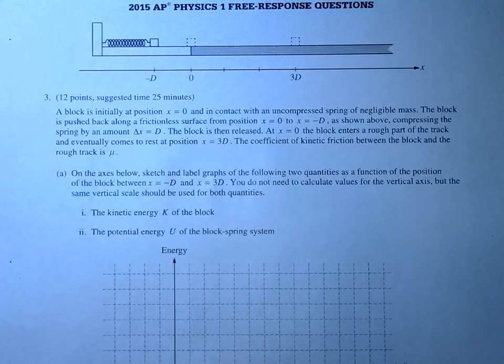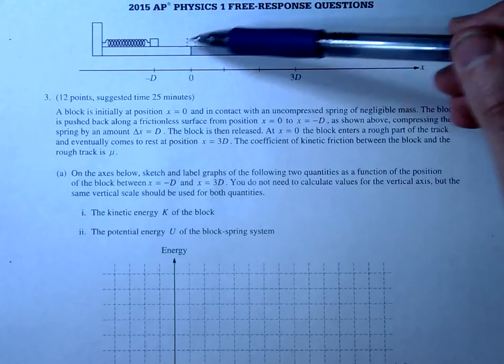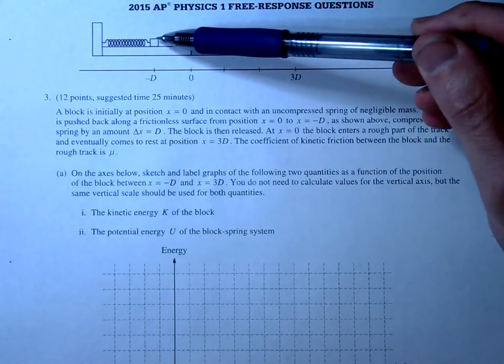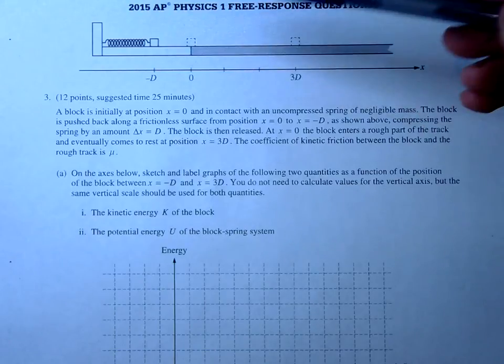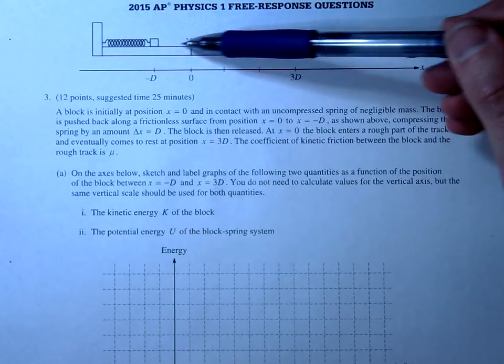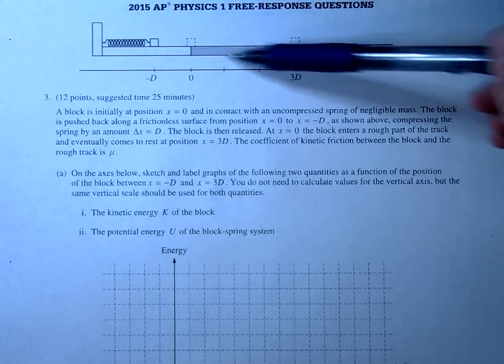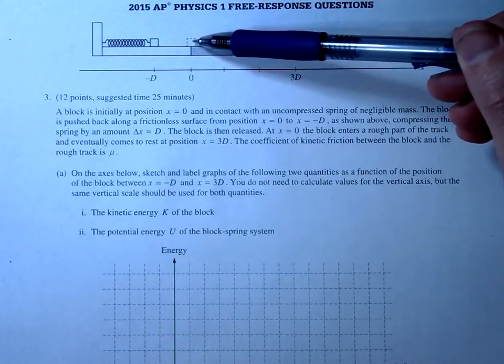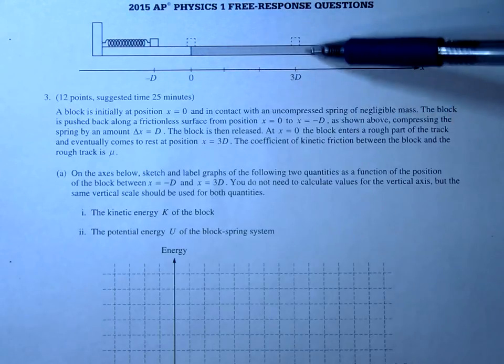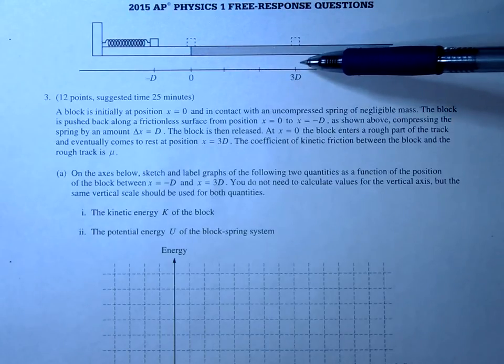So this is the 2015 AP Physics 1 FRQ number 3. In this particular problem we have our block. We're going to push it back to negative D, let go, and the block's going to move this way, release into some friction, the shaded part is friction, slow down and eventually stop at 3D.